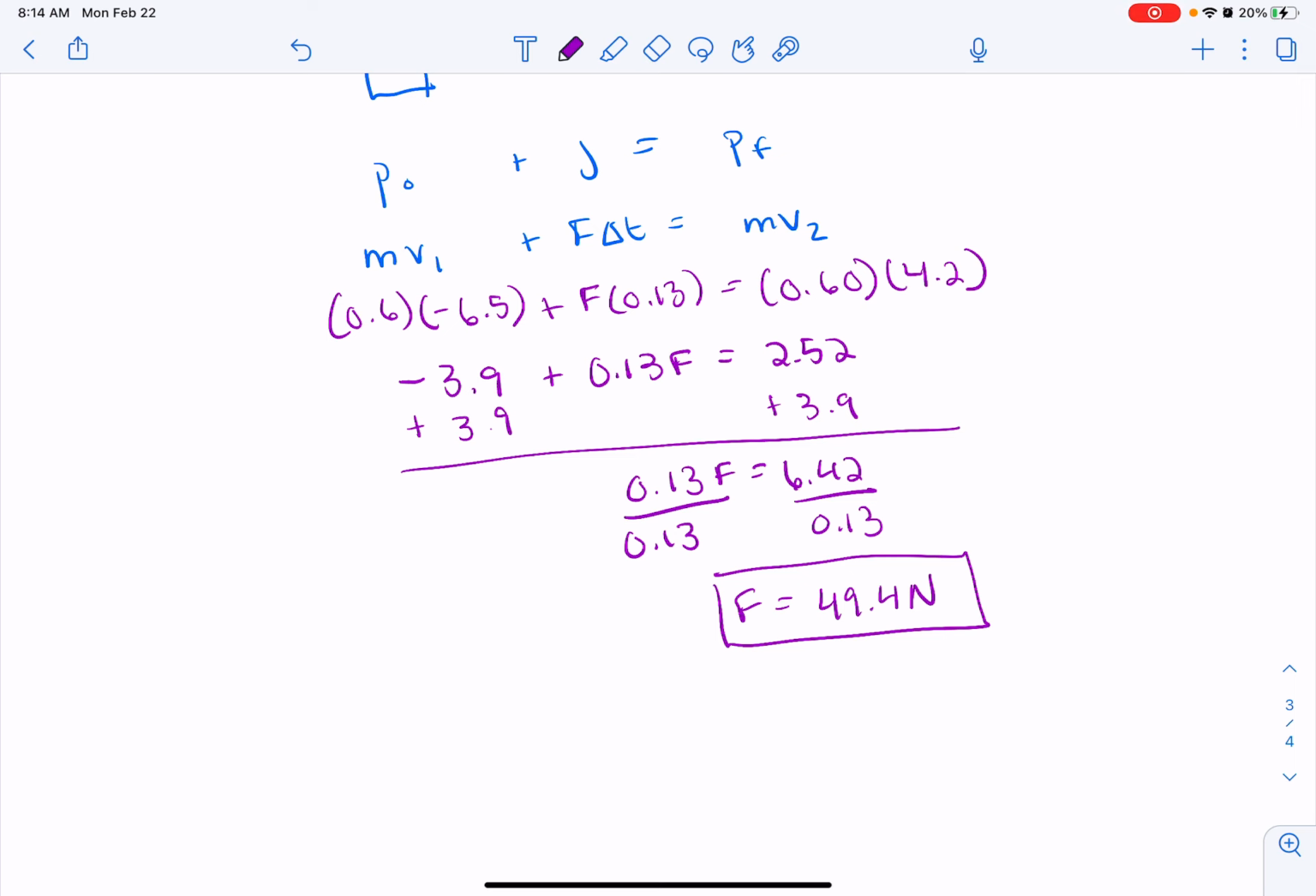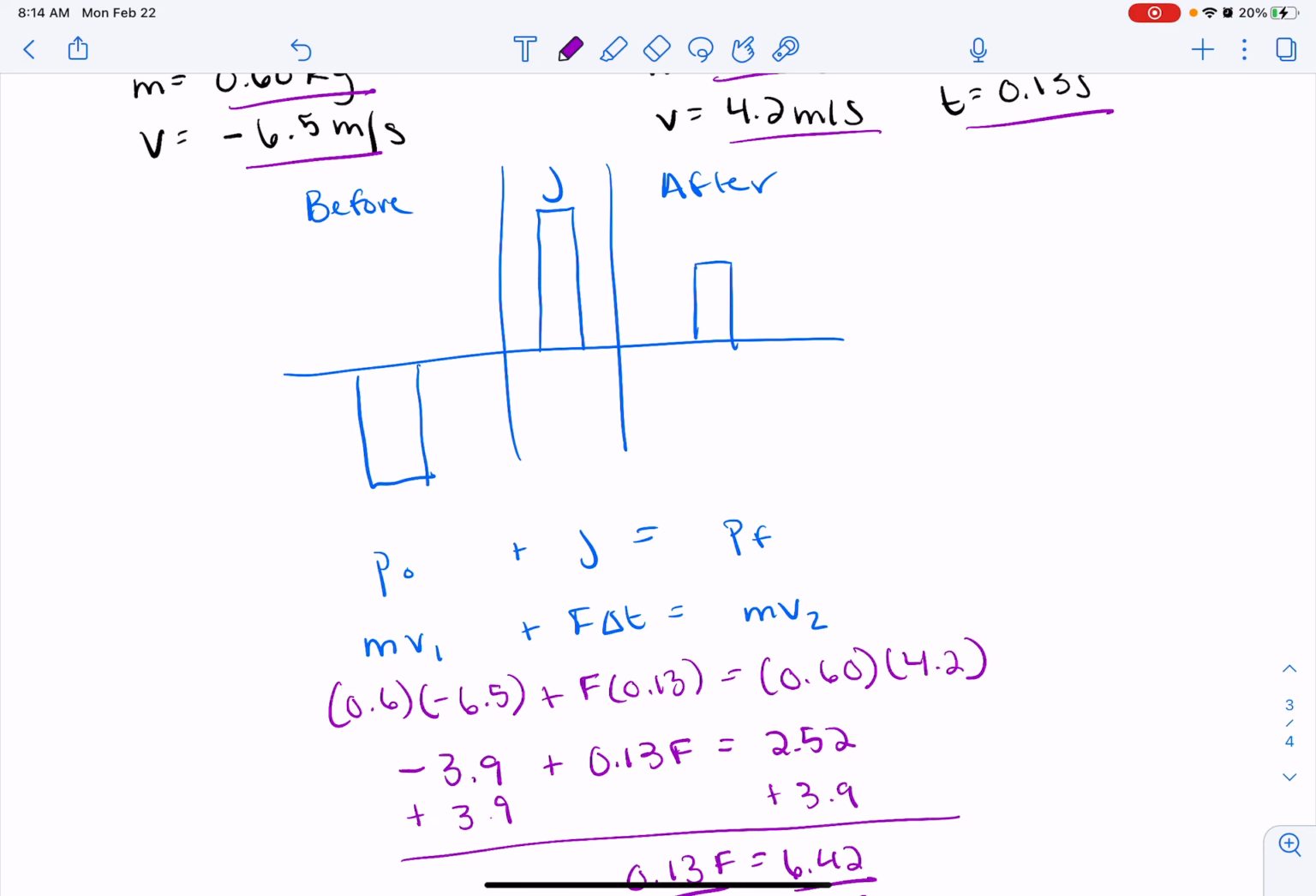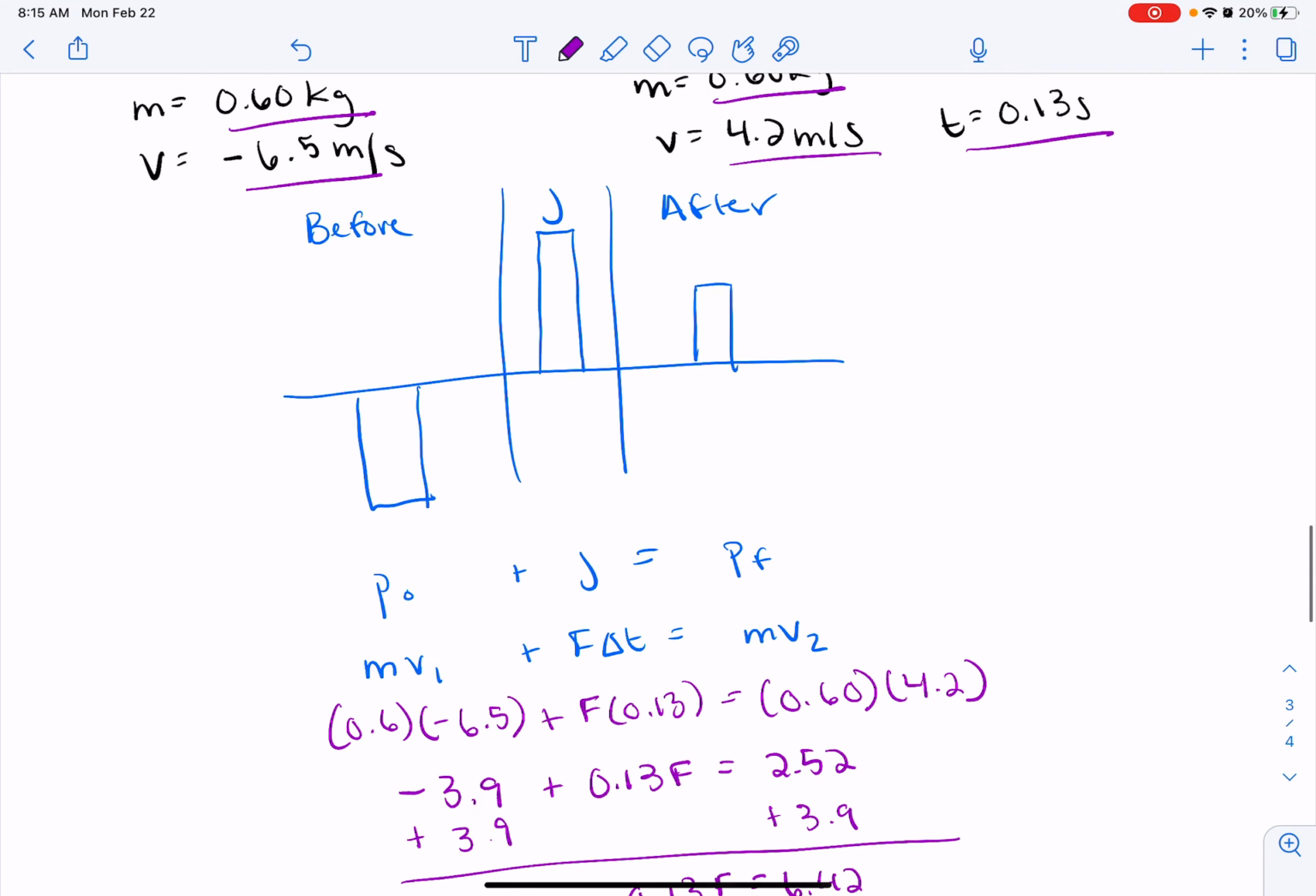Okay, so in all of these, we have the same process. We sketch before and after our collision, and we write down our masses and velocities before and after. Remembering to make sure that we have our correct positives and our negatives. Remembering that if it is at rest or if it stops, that velocity is going to be 0. Then we make sure we know what our system is, which is the object that is colliding. And then from that, we make our bar chart. And from the bar chart, we always have the same equation. Initial momentum plus impulse gives you final momentum, or mass times velocity 1 plus force times time equals mass times velocity 2. Then you can plug in your numbers and solve for your missing variable.